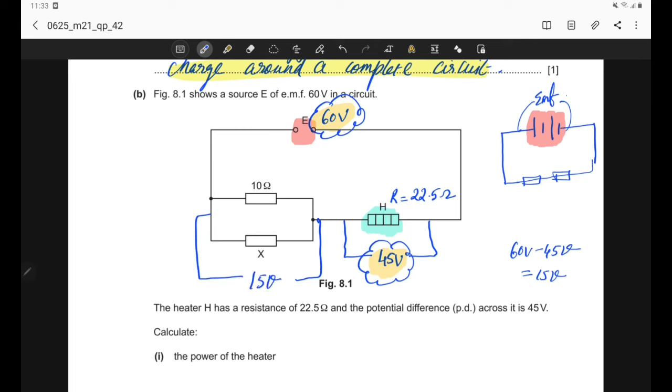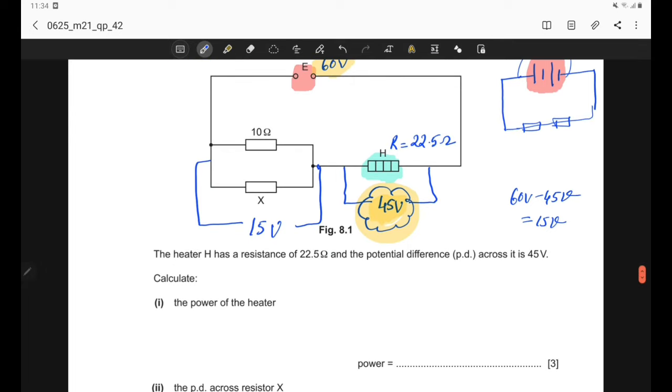This is an idea we should have when we solve these kinds of questions. So here it's not mentioned that the voltage across the parallel combination is 15 volt, but we should understand that by looking at the voltage across the heater. If the voltage across the heater is 45, then out of 60 the remaining voltage will be the voltage across the parallel combination. So these are the informations we have now. Now let's look at the question.